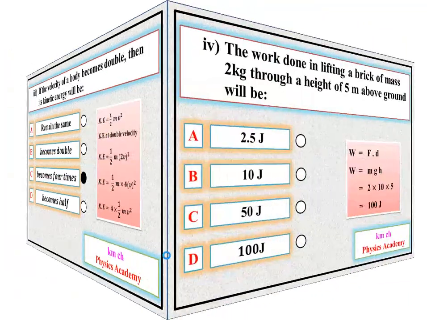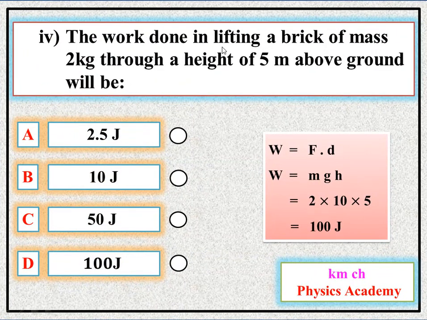Question number 4. The work done in lifting a brick of mass 2 kg through a height of 5 meter above ground will be. So we have to find work done. We are lifting a brick which has mass 2 kg and we have to take it up to a height of 5 meter from the ground. Our options are A 2.5 joule, B 10 joule, C 50 joule, and D 100 joule.